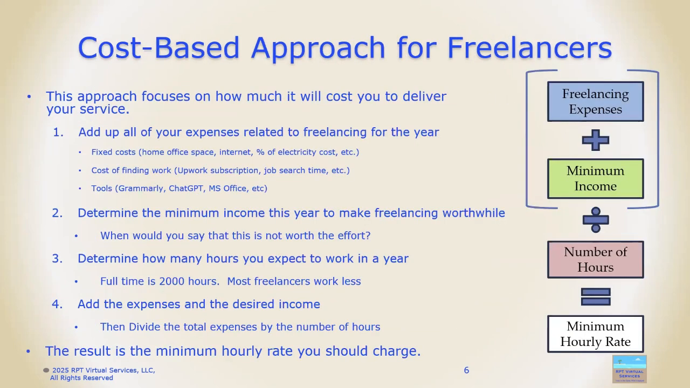So let's dive a little deeper into the cost-based approach. The approach focuses on how much it costs to deliver. So you add up all your expenses related to freelancing for the entire year. So that may include fixed costs like your home, your internet, a percentage of the electricity, basically what you would put on your taxes, the cost of finding work. So how much time do you spend on average to find work?